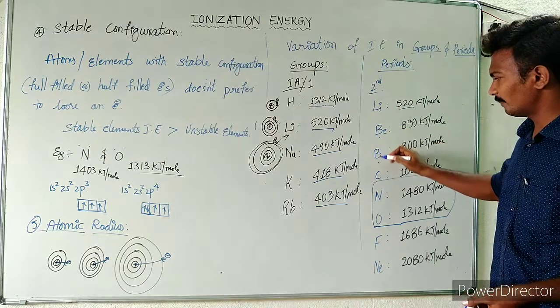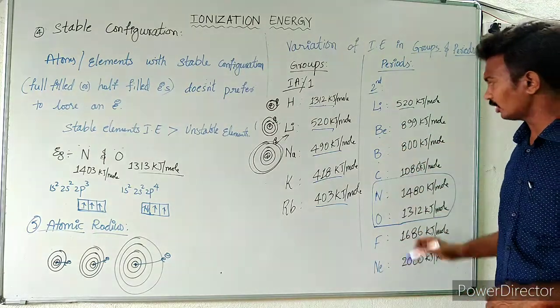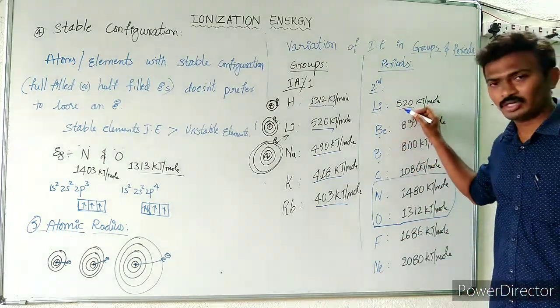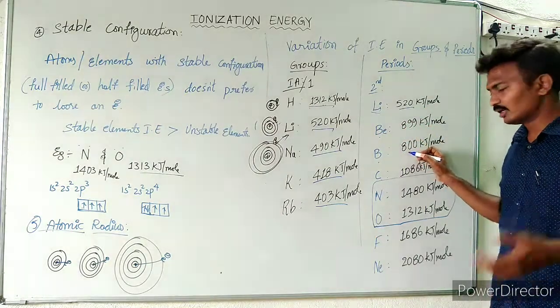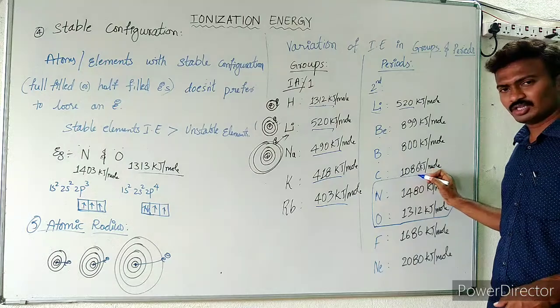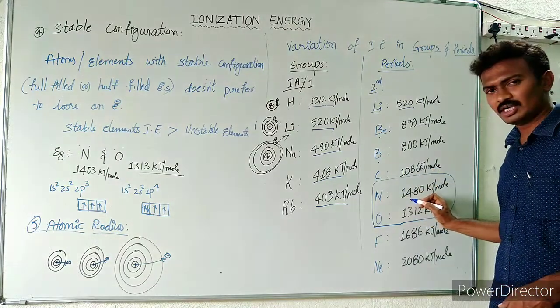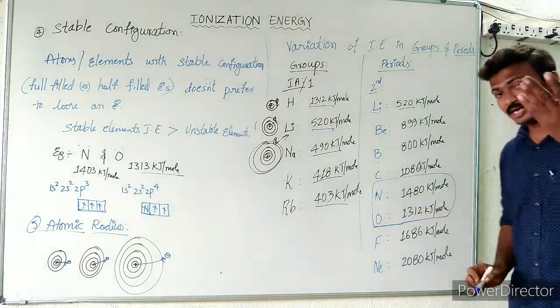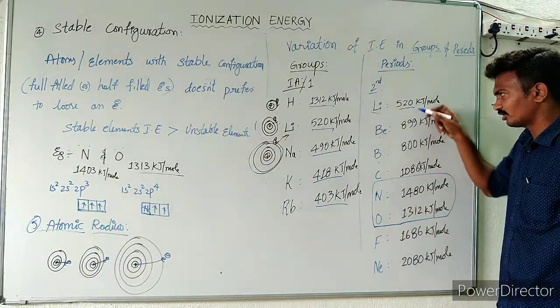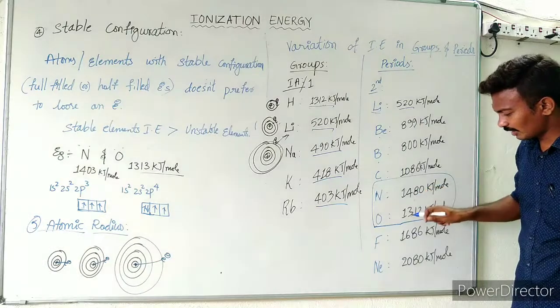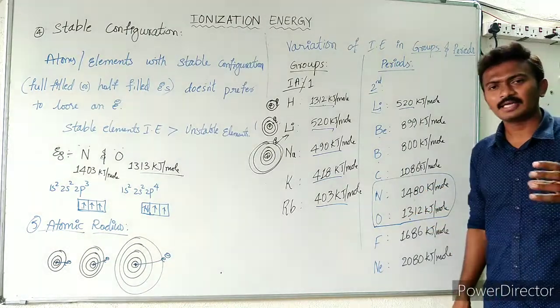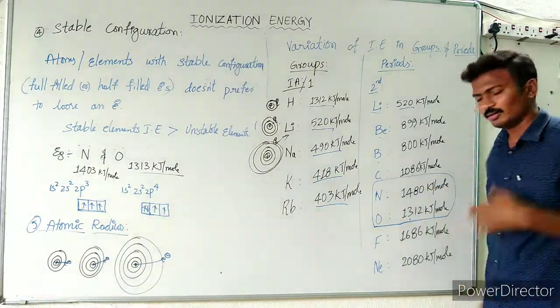So lithium, beryllium, boron, carbon, nitrogen, oxygen, fluorine and neon. In the case of lithium, it is 520, beryllium 899, boron 800, carbon 1086, nitrogen 1480, and oxygen here actually it should increase. See, there is an increase. Clearly there is an increase here. But actually oxygen should have greater ionization energy than nitrogen.